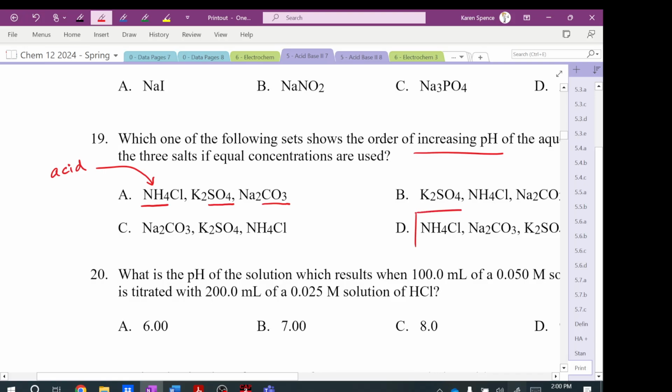So really, we're either dealing with A or D. Okay, so we're not looking at C or B. Now we need to ask ourselves, SO4 2- and CO3 2-, which of those is more basic? Because the one that is more basic will have the highest pH. Yes? So the most basic one will have the highest pH. So let's go look at our data pages.